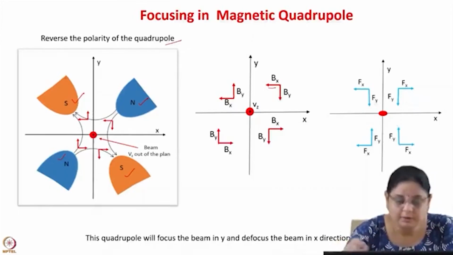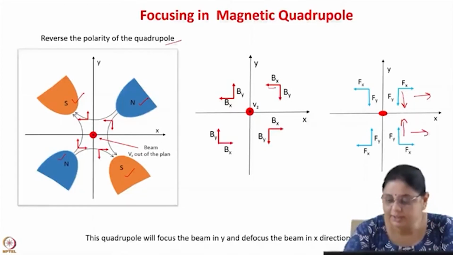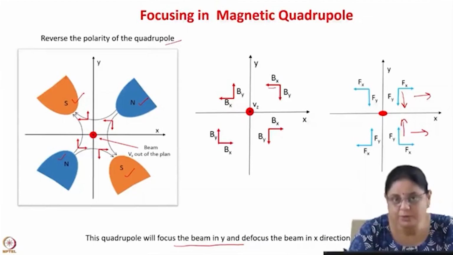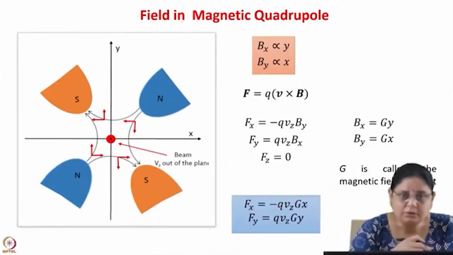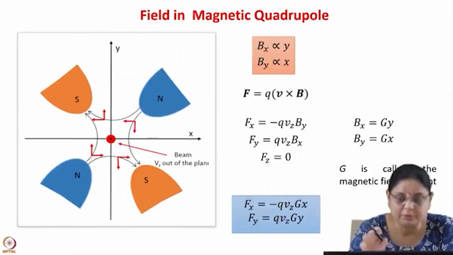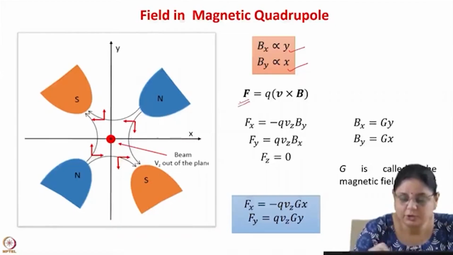Now here we notice that when we have reversed the polarities of the quadrupole, this is now focusing in the y direction and defocusing in the x direction. So this quadrupole will focus the beam in the y direction and defocus the beam in the x direction. So from here we have seen that any quadrupole will focus the beam in one transverse direction, but in the other transverse direction the beam will get defocused. Now here we have seen that Bx is proportional to y and By is proportional to x.